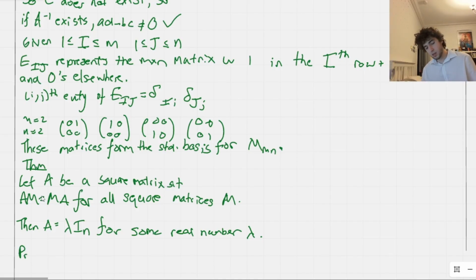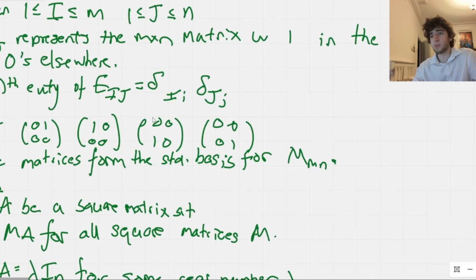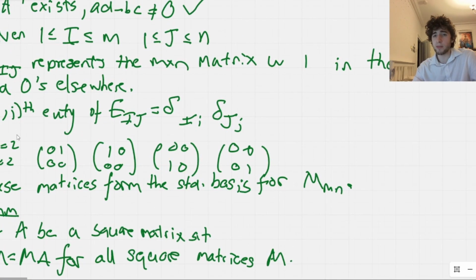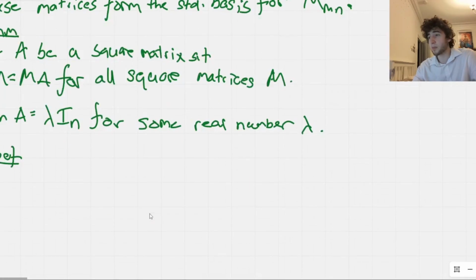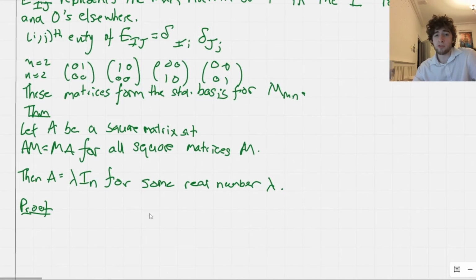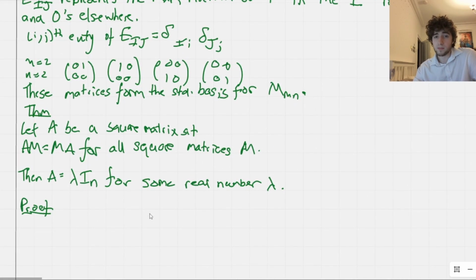First things first, since A commutes with all square matrices, it must also commute with each of the n by n standard basis matrices. So, for example, if n was 2, then it must commute with all of these matrices up here. Because A is a 2 by 2 matrix, it would have to commute with all of these 4 matrices up here. Okay, so that has to be true, specifically because it commutes with all square matrices M. And obviously all square matrices M of the same size as A, because you wouldn't be able to multiply a 2 by 2 by a 3 by 3. That's pretty obvious, but just to make that clear.